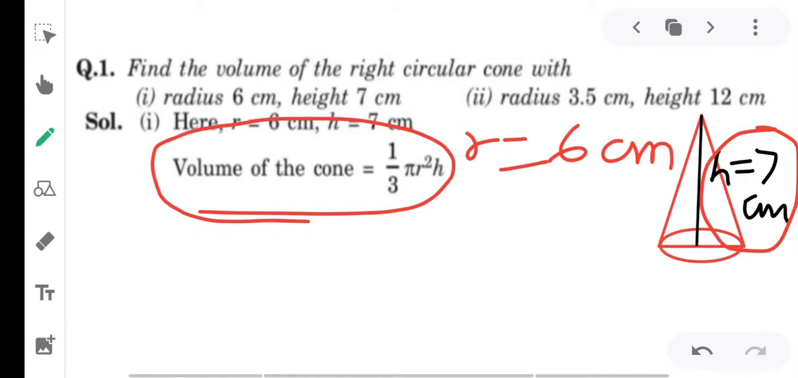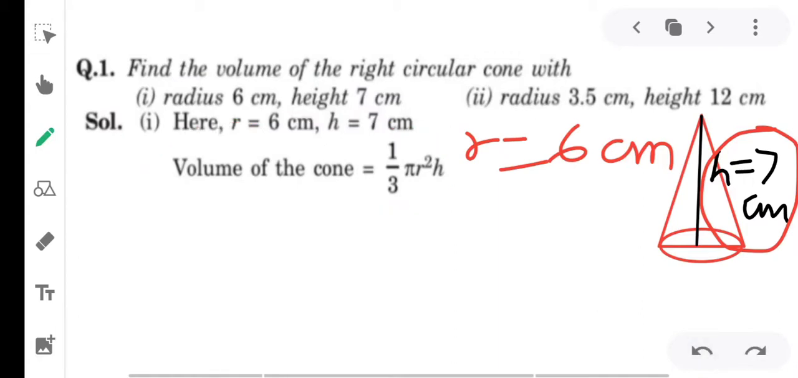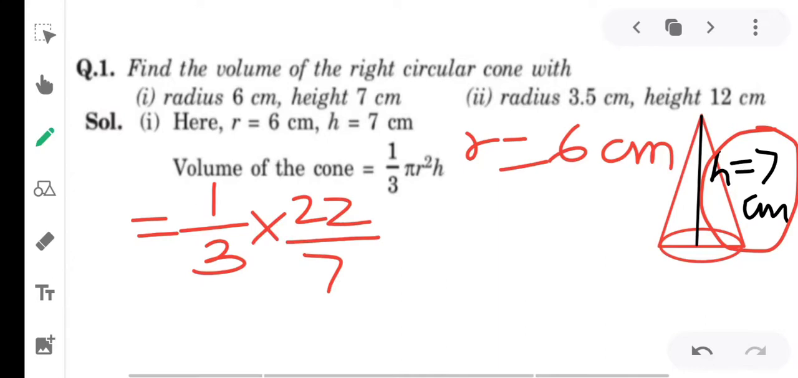Volume का formula भी हमारे पास, so simply we can put the value. Volume of the cone is 1/3, the value of pi, that is 22/7, and the radius is 6, so we write it 2 times, because 6 into 6, we can also write 36. So 6 into 6 is 36, and here is the 7.